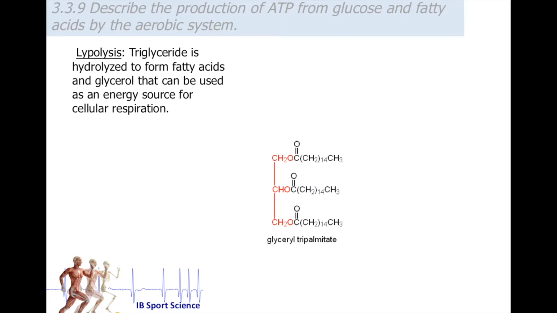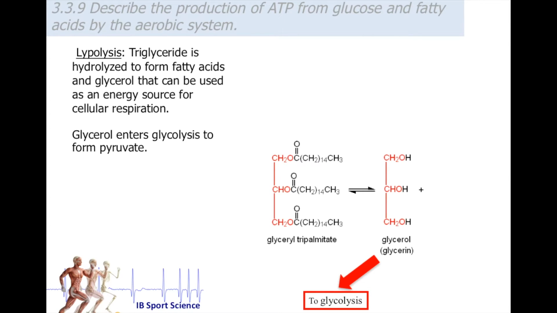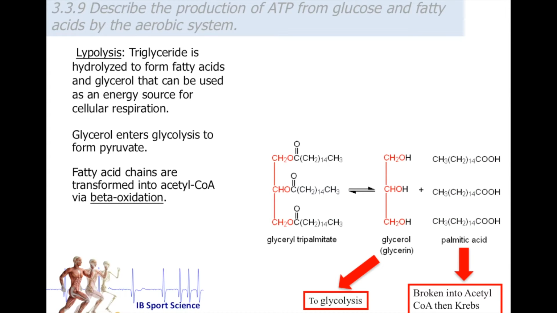In the process of lipolysis, the triglyceride is hydrolyzed to release the glycerol head and the 3 fatty acids. The glycerol head gets used in glycolysis to form pyruvate, and the fatty acid chains are transformed into acetyl-CoA via a process called beta oxidation. That acetyl-CoA can obviously then be used in the Krebs cycle. Just a quick note, for this to occur, oxygen must be present. If you're not working aerobically, this process cannot take place.